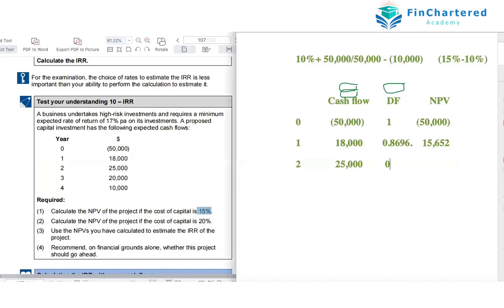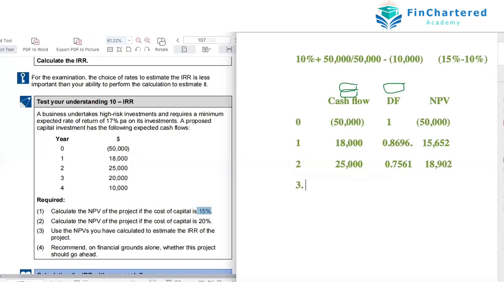So 0.7561. So 25,000 into 0.7561 is how much? 25,000 into 0.7561 is, no, not 1802. 25,000 into 0.756, 18,902. Very good.